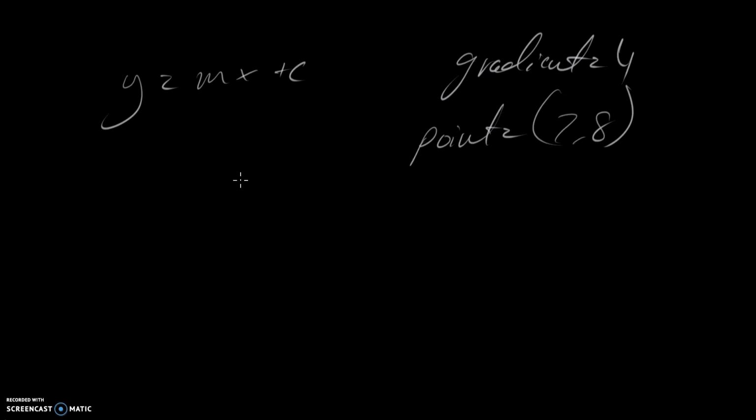So they ask you to find C. C is the y-intercept. So let's substitute the values that we have. We have the gradient, which is 4. So we'll write that down. Y equal to 4x plus c.